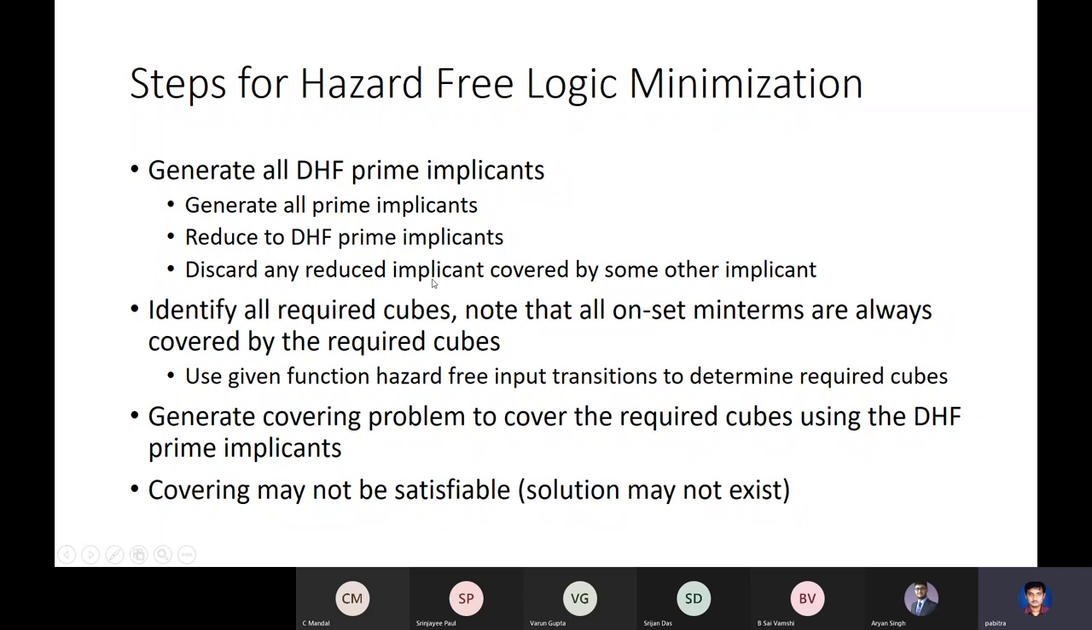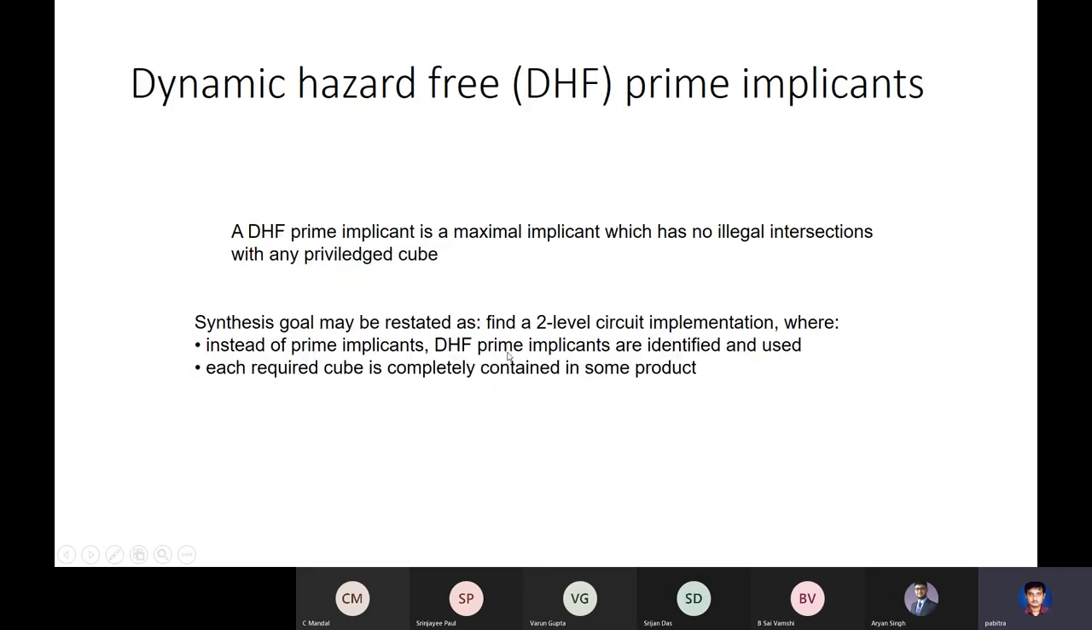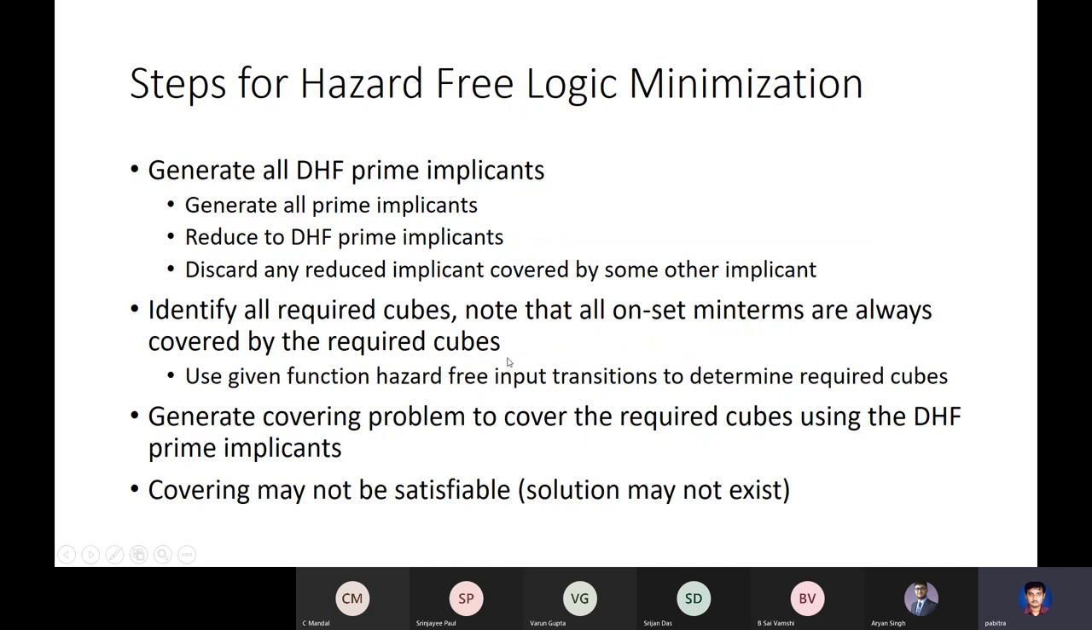Any of these reduced implicants, if they are covered by some other implicant for minimality, remove them. Identify all the required cubes. Note that the on min terms are always covered by the required cube. From the transition cubes you can find out what the required cubes are. These are the cubes you need to cover.